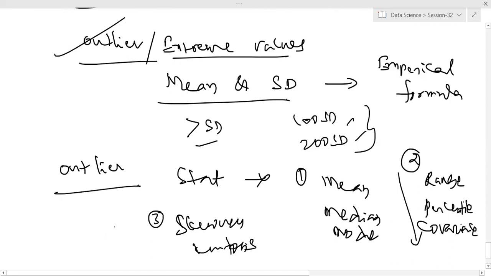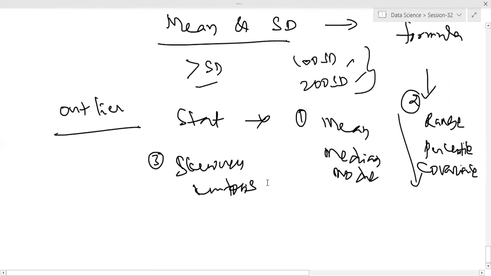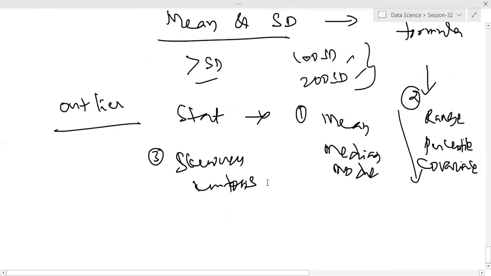Okay, now I'm giving a hint. In the second zone, the dispersion zone, we have a technique for outlier detection. Apart from the mean and standard deviation, one more measure helps us observe outliers. What is that? Variance. Correlation.